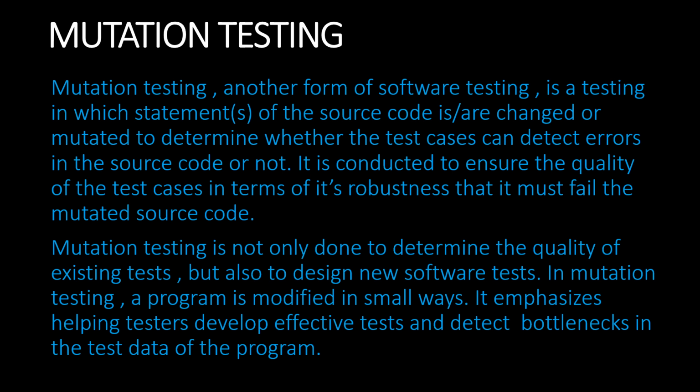Mutation testing, another form of software testing, is a testing in which statements of the source code are changed or mutated to determine whether the test cases can detect errors in the source code or not. It is conducted to ensure the quality of the test cases in terms of its robustness, that it must fail the mutated source code. Mutation testing is not only done to determine the quality of existing tests, but also to design new software tests. In mutation testing, a program is modified in small ways. It emphasizes helping testers develop effective tests and detect bottlenecks in the data test of the program.